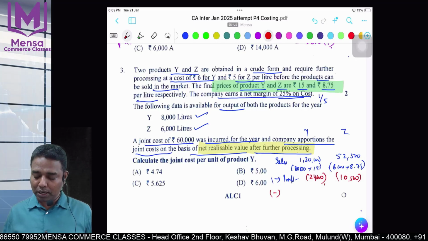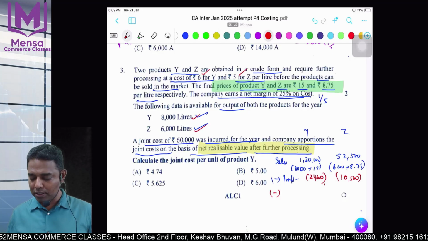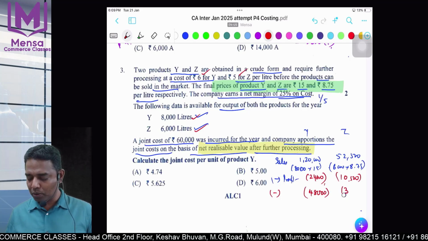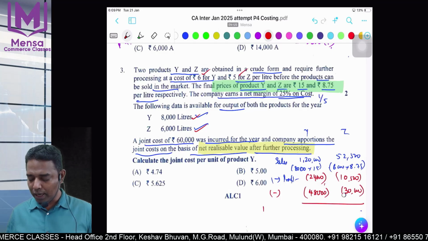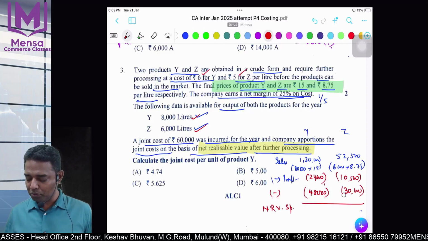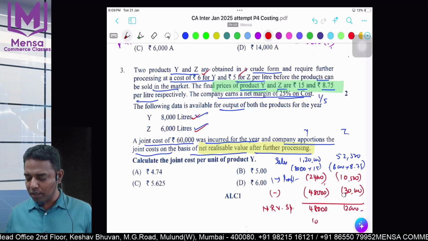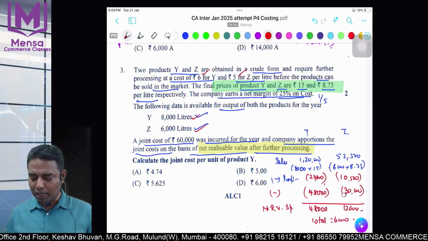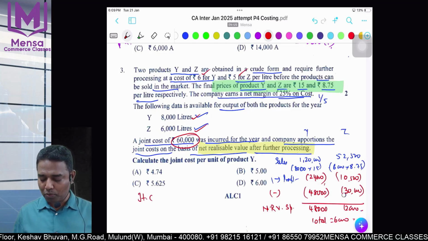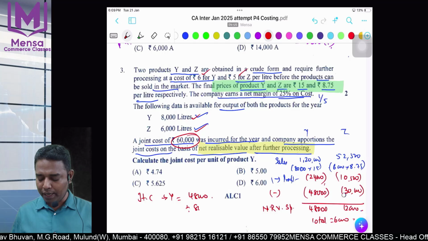Then the further processing cost at the rate of 6 rupees and 5 rupees for 8,000 liters and 6,000 liters, so 48,000, and 5 rupees means 30,000. So now you'll get the NRV at the split off point. That comes to 48,000 and 12,000. And the total is 60,000, which is the same as the joint cost. Means logically, how much joint cost will go to Y? The joint cost that will go to Y will be 48,000. So divide by 8,000 liters.